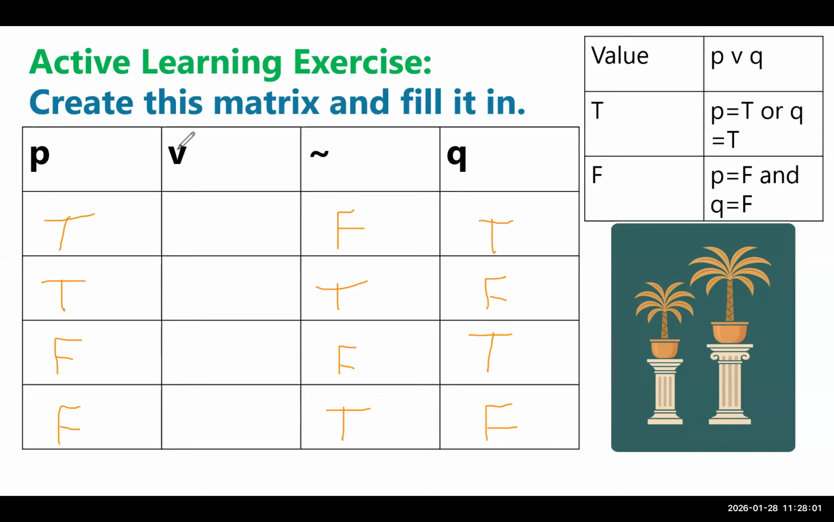Now we're going to do the major operator, this OR. Okay, and if you don't remember the rules for OR, I have them over here above the pedestal. So true or false is true. True or true is true. False or false is false. And false or true is true. So the answer for this one is also contingent. Sometimes it's true and sometimes it's false.